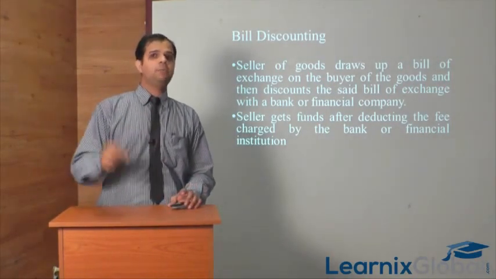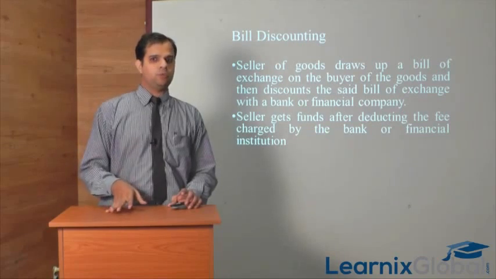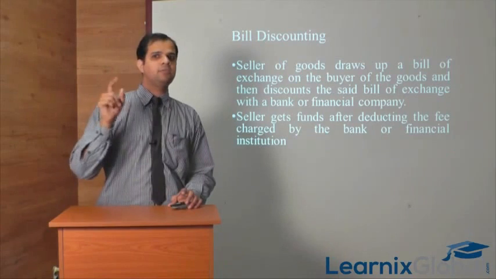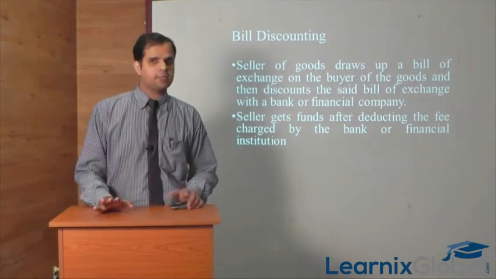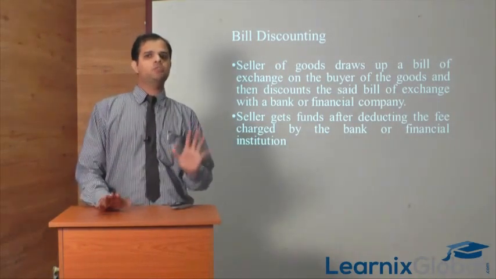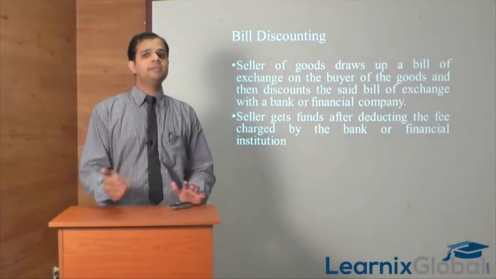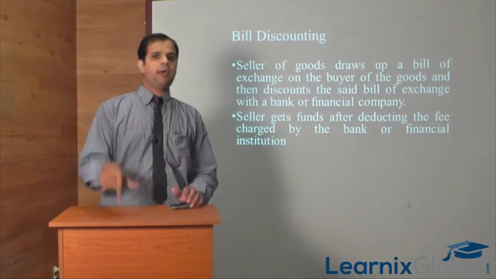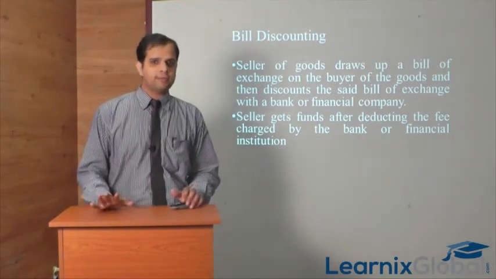Seller wants the money right now. What is that seller doing? Seller is expected to receive the money after 20 days. Today he wants the money. So what should he do? He should discount it. Where should he discount? He should approach a bank or a financial institution who will discount it.